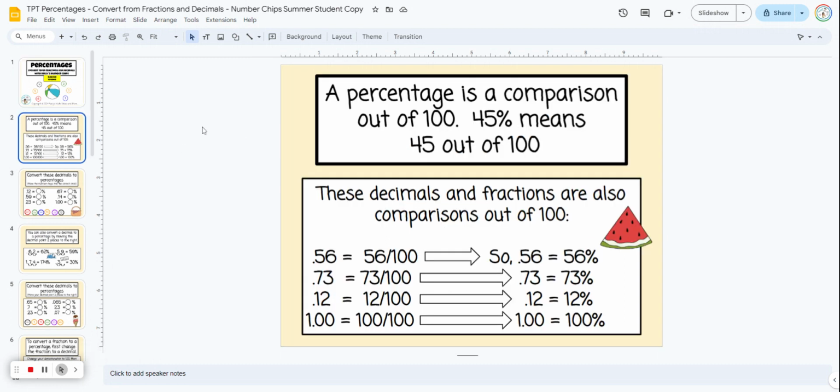So the first slide with the lesson teaches what a percentage is. And a percentage is a comparison out of 100. So 45% means 45 out of 100. And here it shows some very basic conversions.